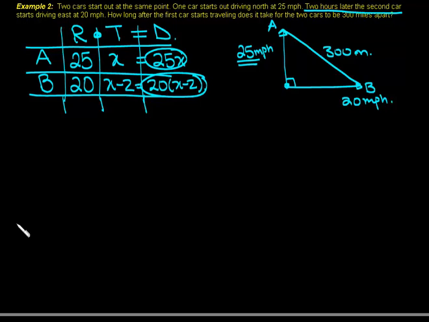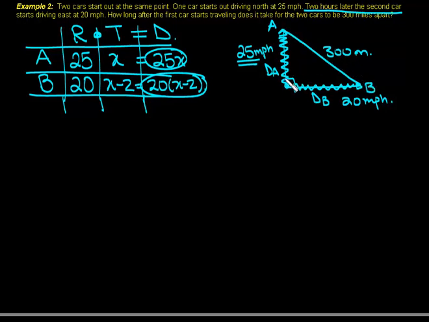Okay, so how should we do this? Well, this is the distance car A traveled. I'll call it capital D_A. This is the distance car B traveled. After some time, whatever these two distances are, these two cars have to be 300 miles apart at that time.